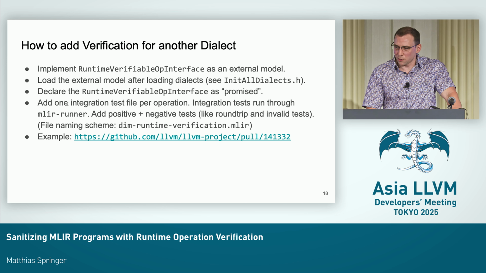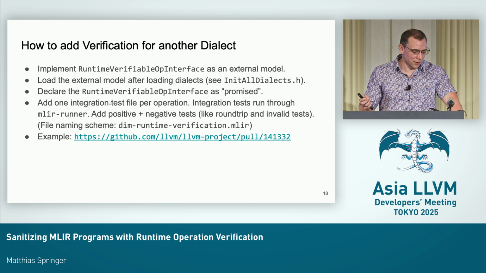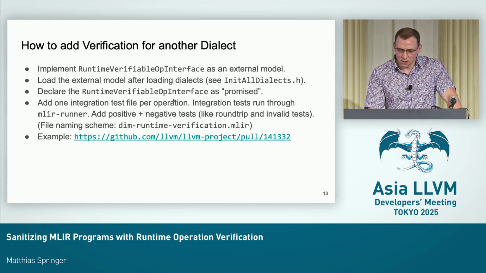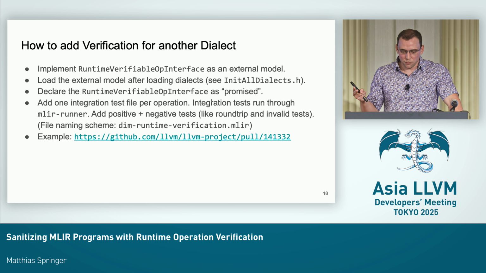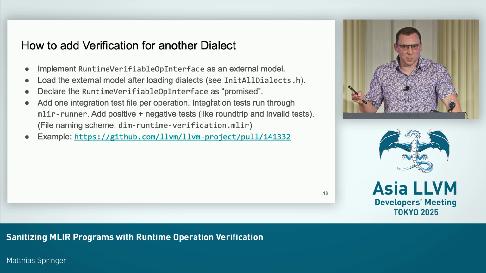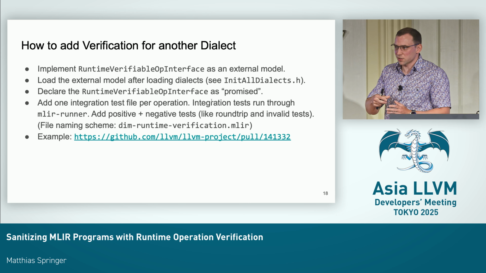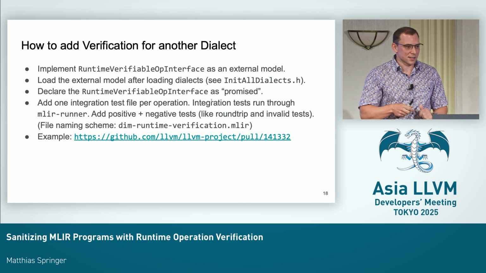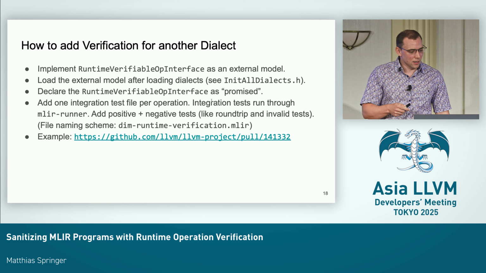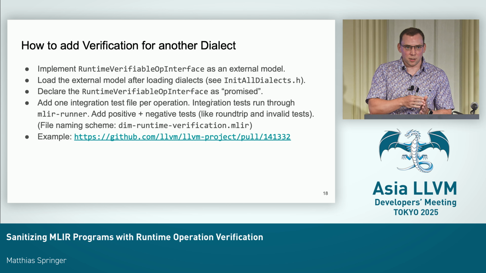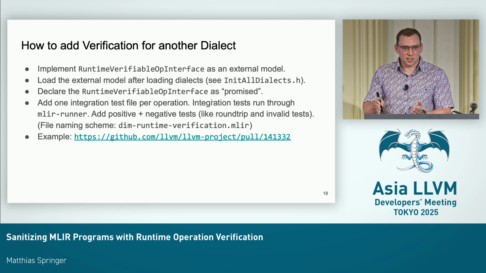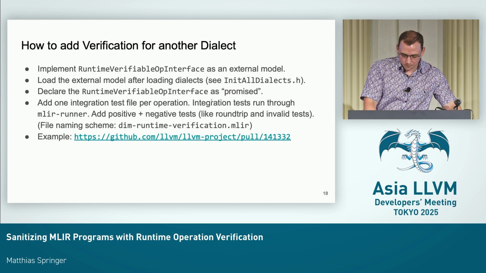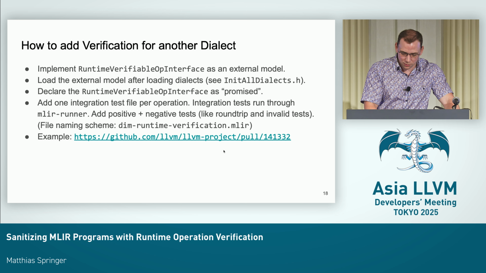And as a best practice, we usually add one test file per operation. For example, we have one test file for memref.cast. And in there, we have a bunch of tests, and these fall into two categories. So we have positive and negative tests. Basically, we want to make sure that we don't trigger an assertion when an operation is valid. That's similar to the round-trip test in MLIR. And also, we have tests that actually produce an error message, and we want to make sure that the right error message is being produced. So that's similar to an invalid test in MLIR. And there's an example here if you're curious how to do that.